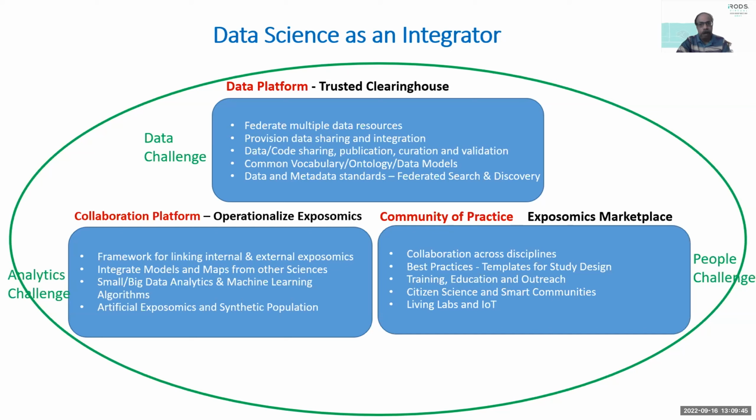So to create such an exposomic ecosystem, we can use data science as the integration platform, as the integrator, so that we can integrate both the dry sciences coming from external factors and the wet sciences coming from internal exposomics, along with data science to pull all of these together. And we look at three different challenges which we need to meet when building such an ecosystem.